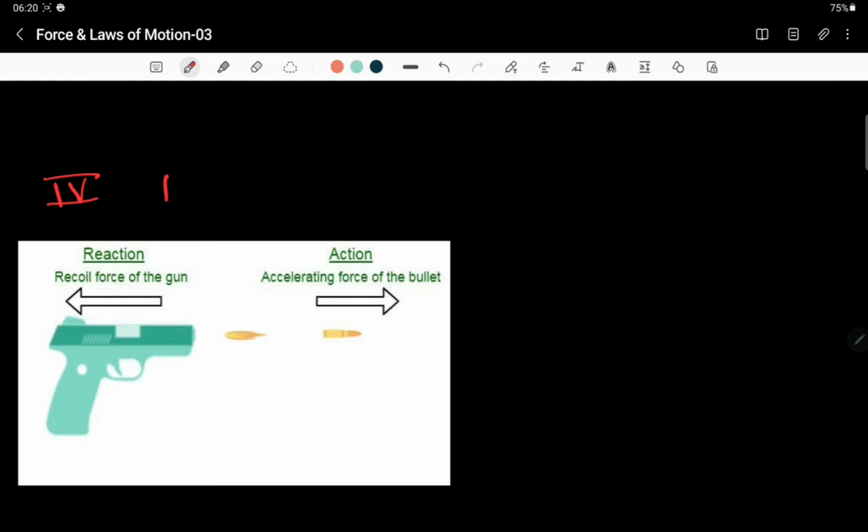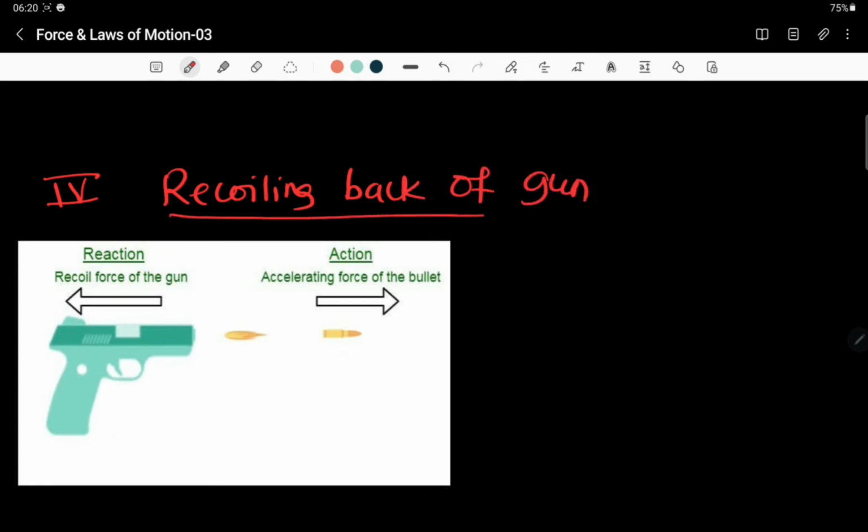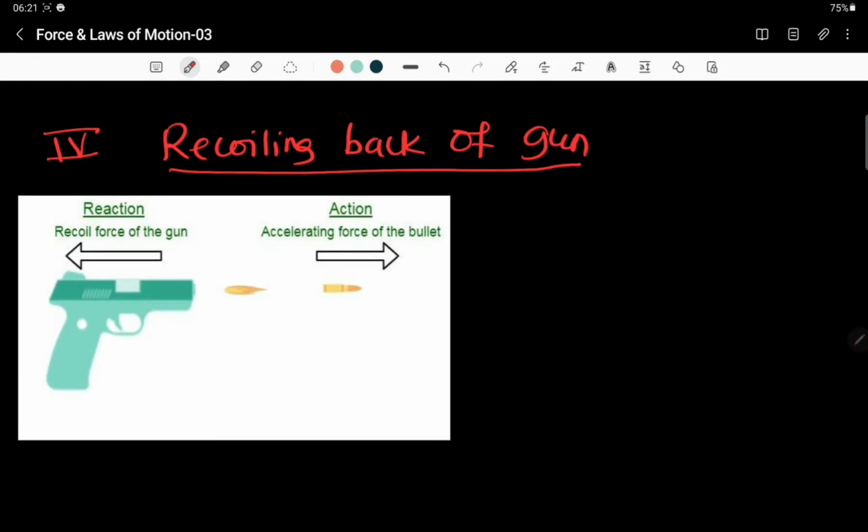All right, and this fourth one is a very classic, very good example. This is called the recoiling back of a gun. As we move forward into the chapter, we are going to solve so many numericals on this. Now you must have observed, inside the gun, what will be there? Inside the gun there will be a bullet like this.